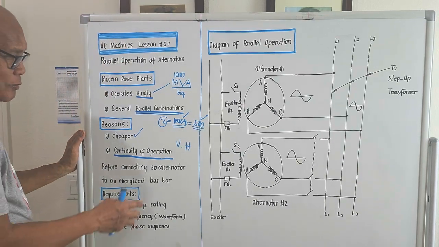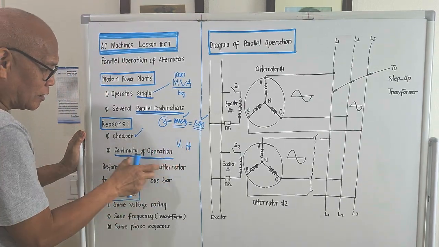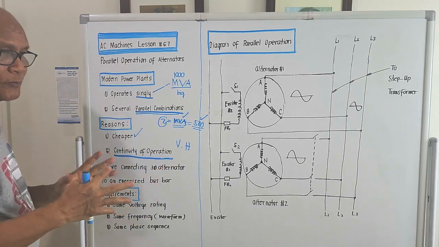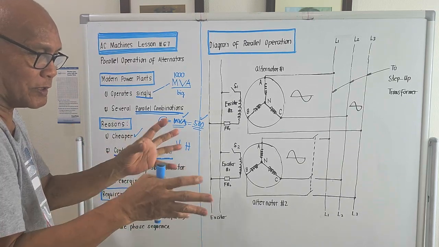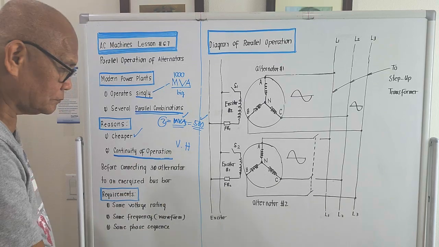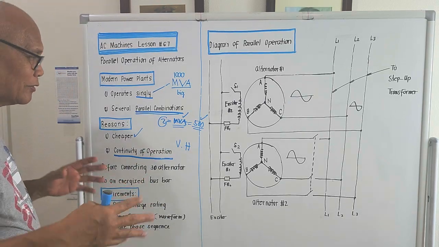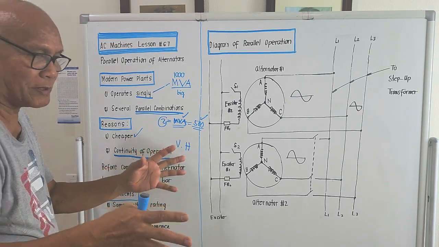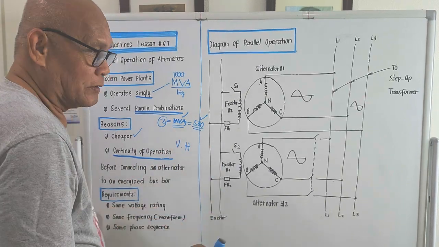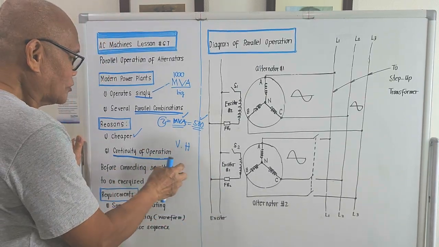So at least we are expecting a very high continuity of operation if there are more alternators connected in parallel. At least we now know that if we operate alternators in parallel, the continuity of operation will be very high.